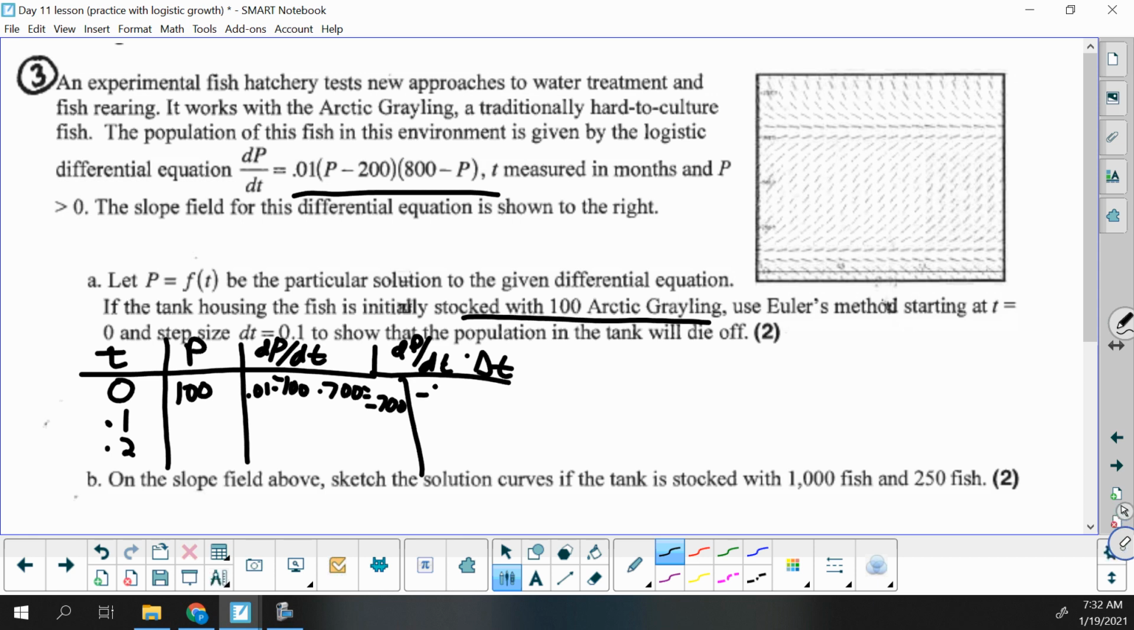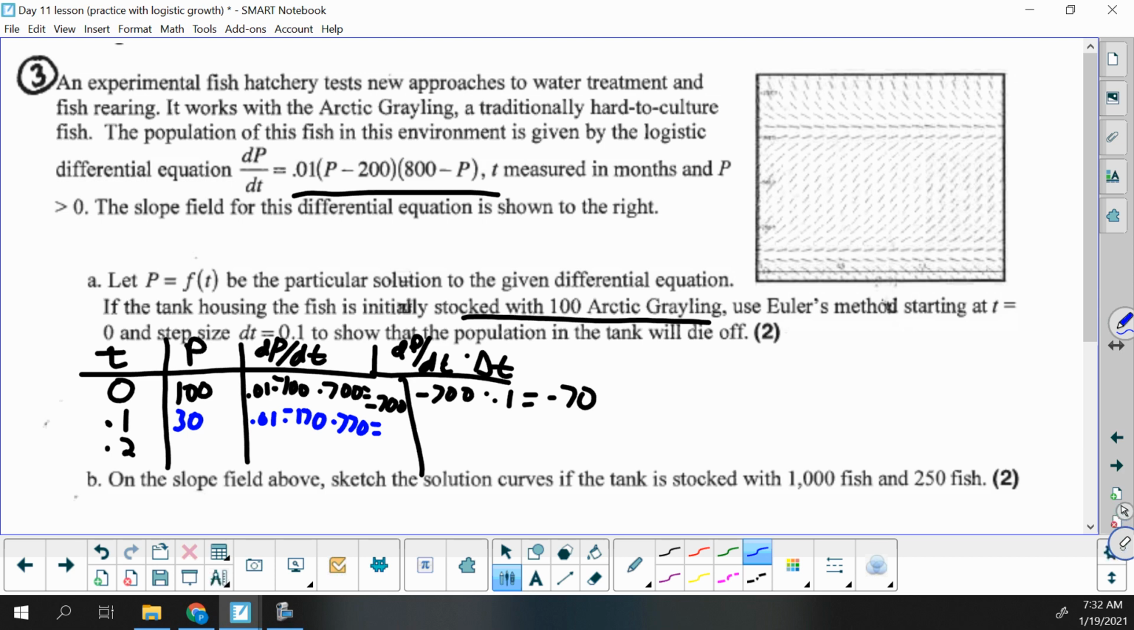So now we've got to do that negative 700 times our step size of 0.1, so that gives us negative 70. We apply that negative 70 to the previous y value. 100 minus 70 gives us 30. And now we'll repeat with the 0.1 and the 30. So we'll put it in our differential equation again. So we have 0.01. We're going to have 30 minus 200, so we'll have times negative 170. 800 minus 30 will give us times 770.